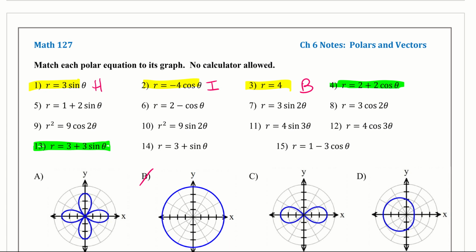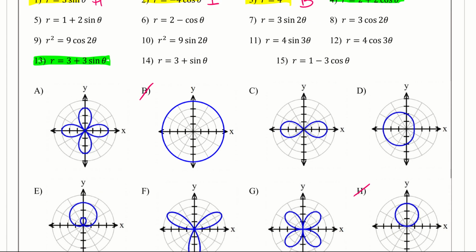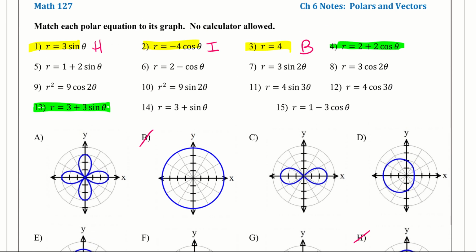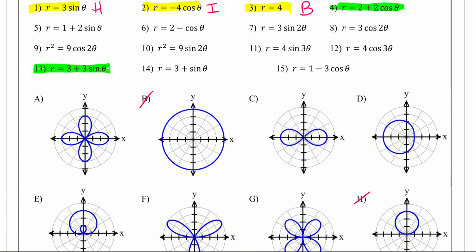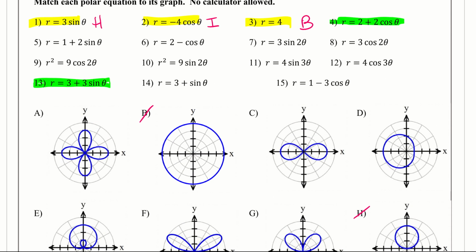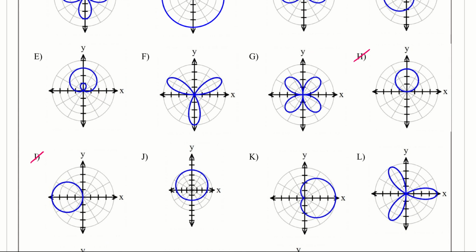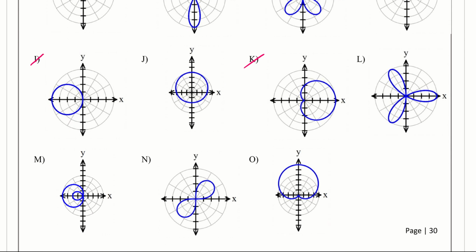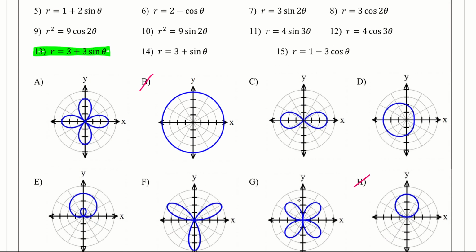Number 4, those cardioids are along the x-axis because this is cosine. So I want a cardioid, that heart-shaped graph. Cardioid should always have the point of the heart or the dip of the heart at the origin. And it should be along the positive side of cosine. So letter K. If I look at 13, this is also a cardioid, but this cardioid is along the positive side of the y-axis. So I'm looking for that heart along the positive side. Again, make sure that that goes to the origin. So that is letter O for number 13.